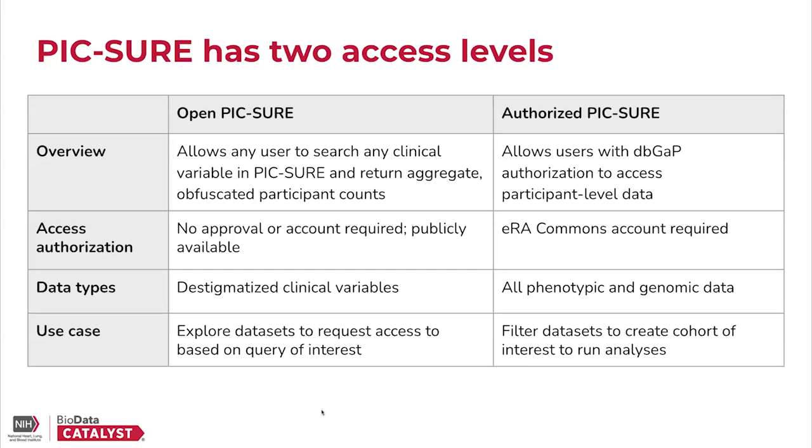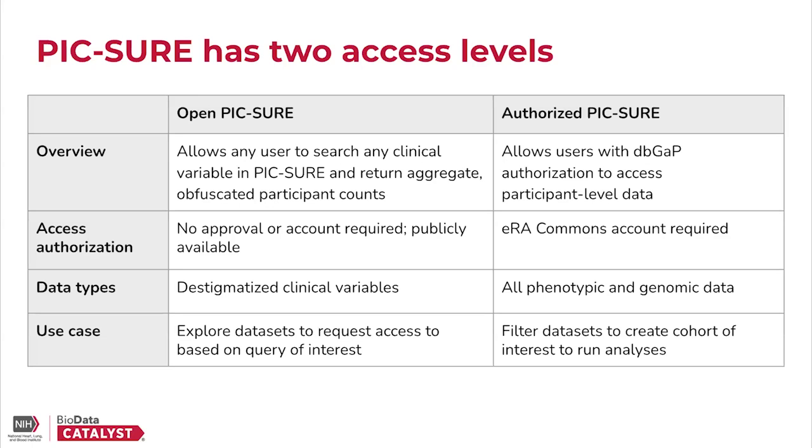I quickly wanted to review the two access levels that are available with PIC-SURE. There's Open PIC-SURE and Authorized PIC-SURE. So as a brief overview, Open PIC-SURE is a publicly available site, so there's no login required. You are able to search across all data that's available in Biodata Catalyst, but you can't access the participant level data. So we do some things to protect that participant level data, such as obfuscating the aggregate counts that you receive after building your cohort and not allowing export of data.